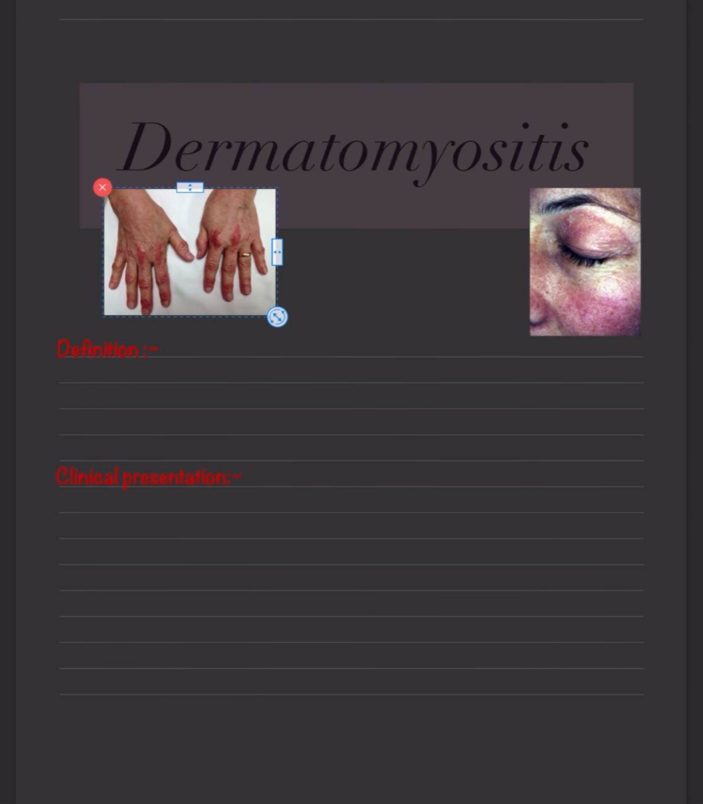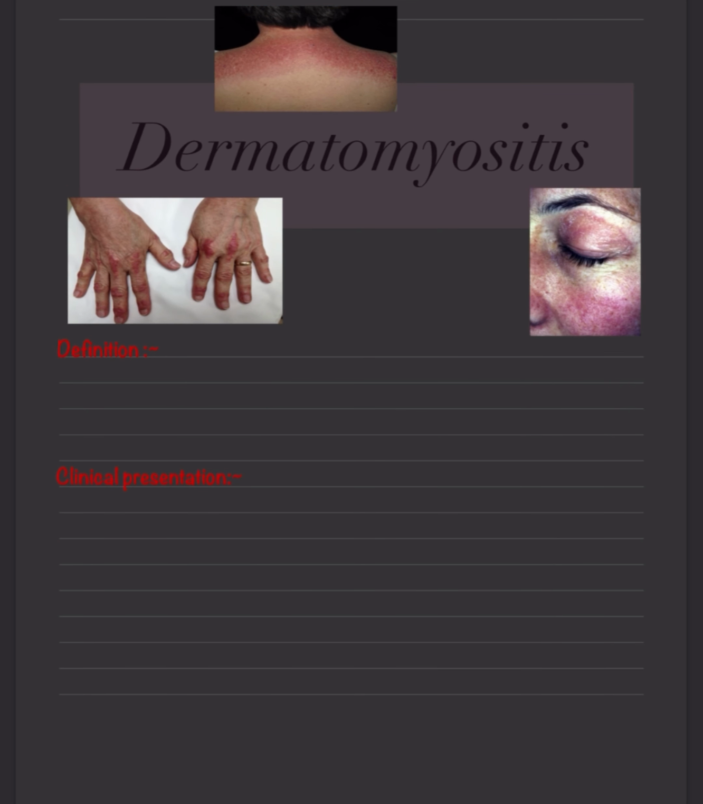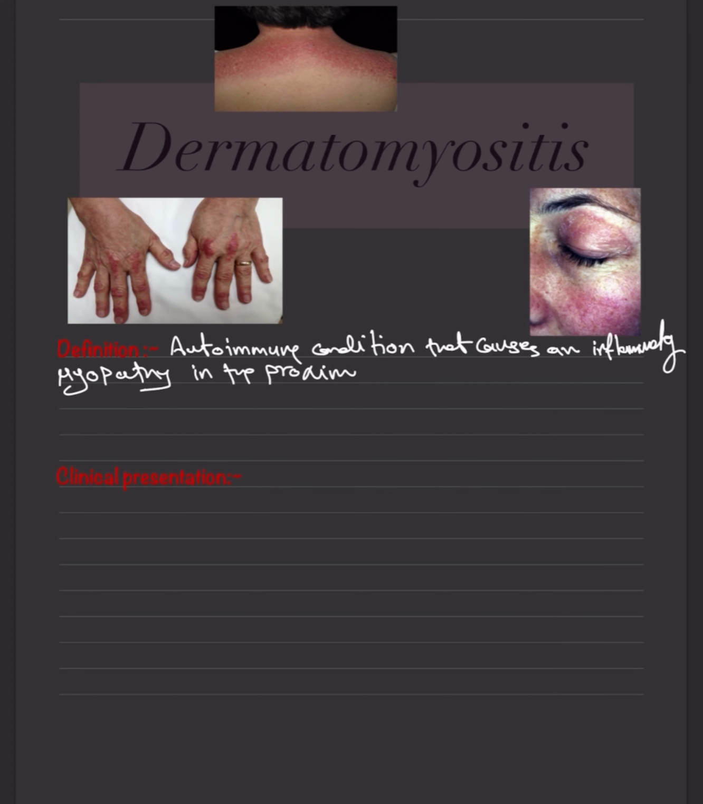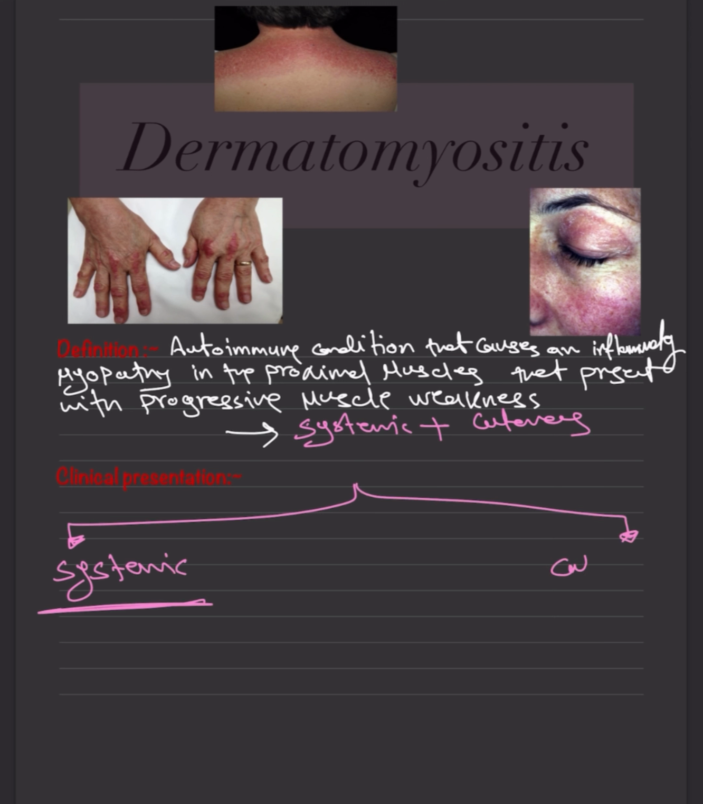So these classic cutaneous findings are commonly seen in dermatomyositis, but before we talk about them, what is this disease? Dermatomyositis is an autoimmune condition that causes inflammatory myopathy in the proximal muscles of the upper and the lower extremities, making the patient present with a progressive muscle weakness, in addition to many other manifestations that can be divided into systemic manifestations and cutaneous ones.